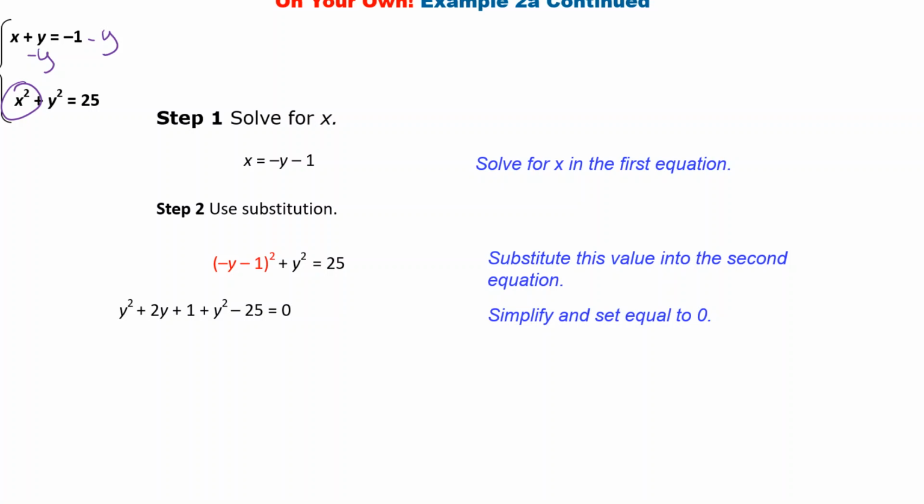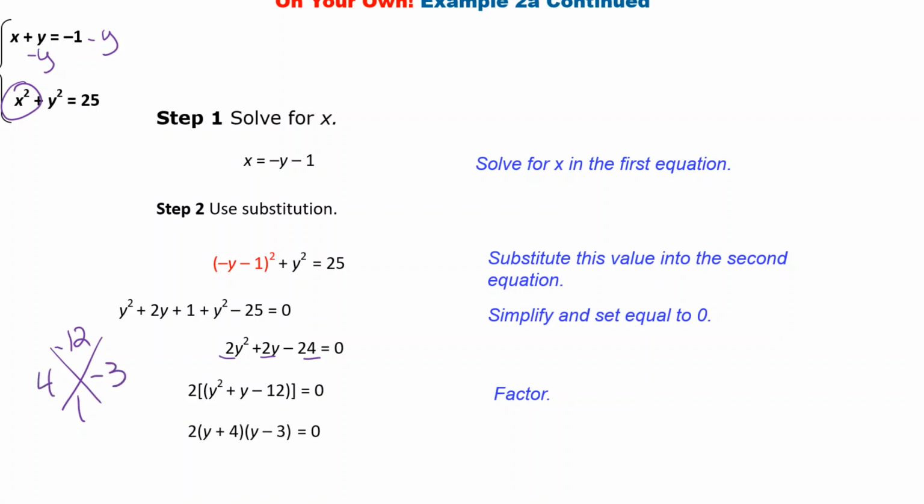And I'm just going fast on this. You'll have to take the time and actually do it. So once we do that, we can see that 2y squared plus 2y minus 24 equals 0. So I can factor that. And when I do, I end up with 2. I factored a 2 out. And now I can factor again: two numbers that multiply together to get negative 12 and add together to get 1. So I know that's 4 and negative 3. So my final answer is 2 times y plus 4, y minus 3.